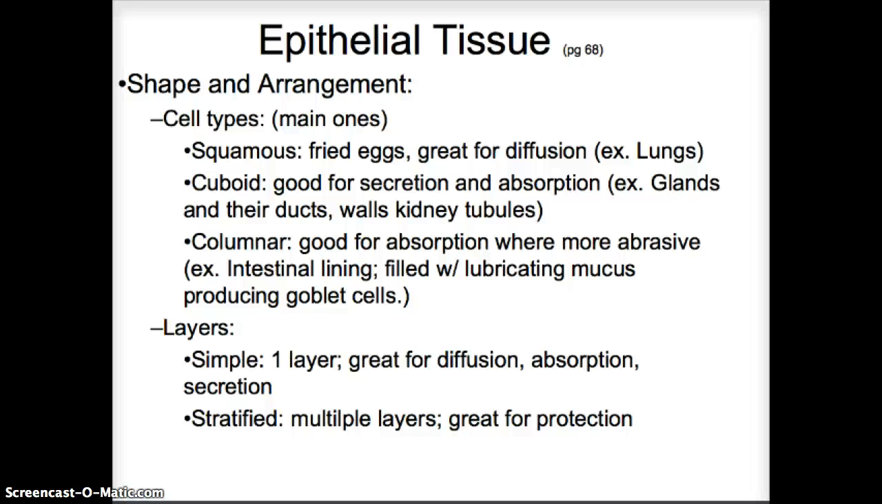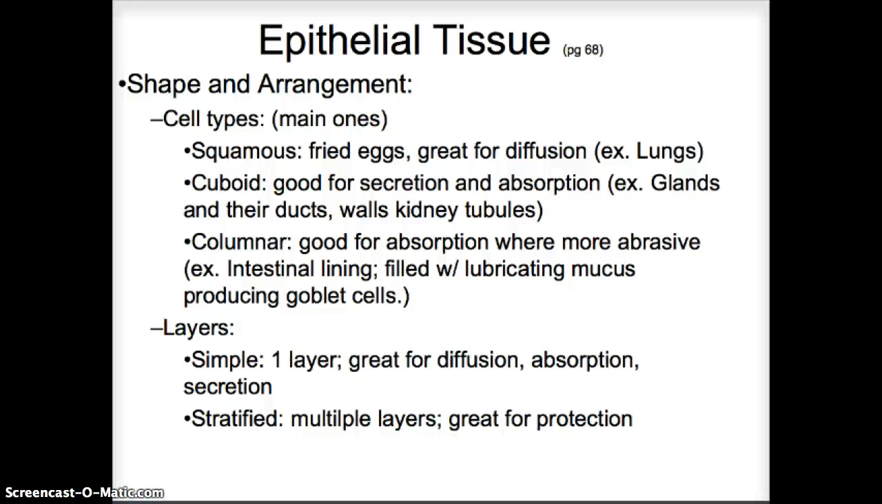And then the columnar type we looked at, they're very good for absorption also, but more like foodstuff, where we have a little more abrasion. It's a little tougher environment. Those in the intestinal lining, where we absorb the food items, those areas are filled with lubricating mucus cells. So you will see those when you look at slides of those cell types. And those cells are called goblet cells.